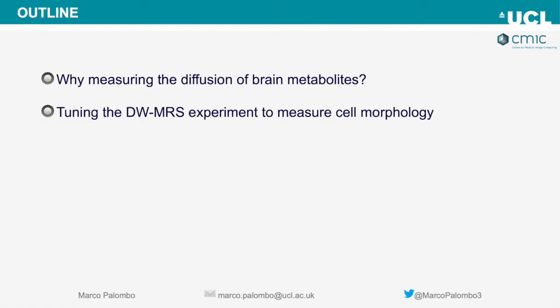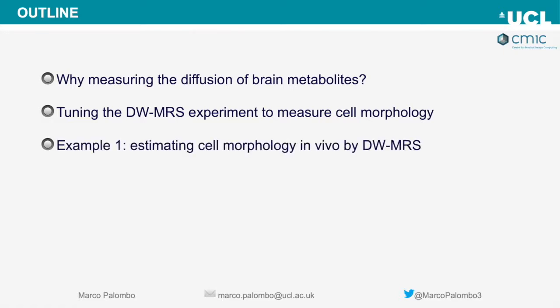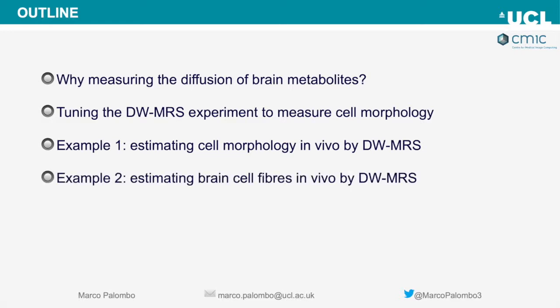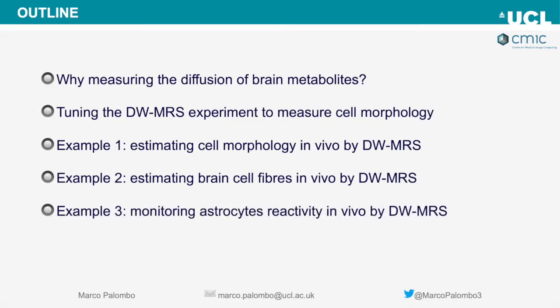And I will provide examples from some recent works on how diffusion spectroscopy can be used to estimate the complexity of the dendritic tree, the caliber of the brain cell projections, as well as general astrocytic hypertrophy. And I will conclude with summarizing the take-home messages.